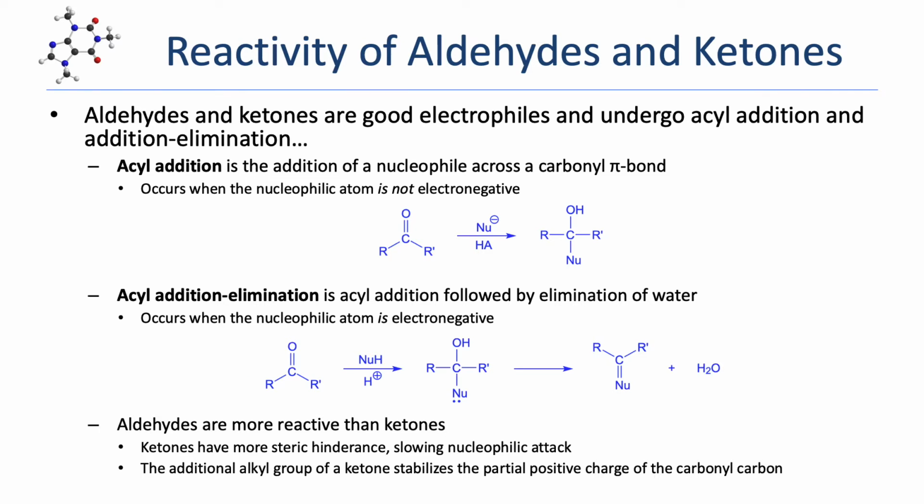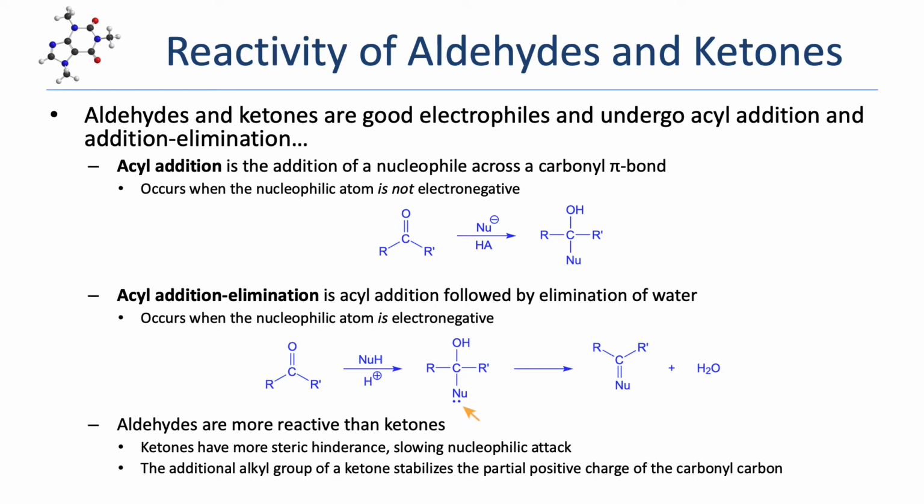So why does acyl addition occur when the nucleophilic atom is not electronegative, and acyl addition elimination occur when the nucleophilic atom is electronegative? Well, funnily enough, it has nothing to do with electronegativity. When you compare the two generic reactions shown here, you can see that the initially formed acyl addition product in the acyl addition elimination has a lone pair on the nucleophilic atom that's missing in the acyl addition.